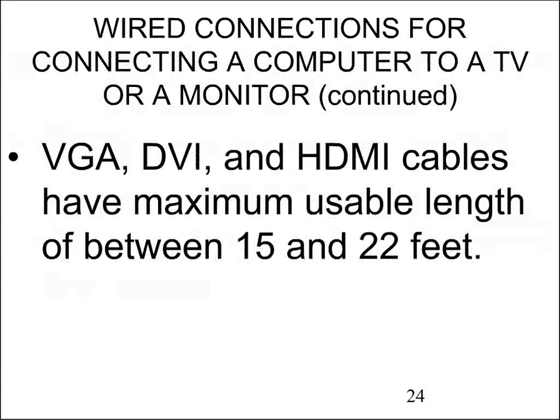VGA, DVI, and HDMI generally go between 15 and 22 feet before the signal peters out and starts getting flaky. So keep in mind that you have about 15 to 22 feet of cable that you can run, including the connectors, including any changeovers, as long as you're not amplifying or cleaning up the signal.